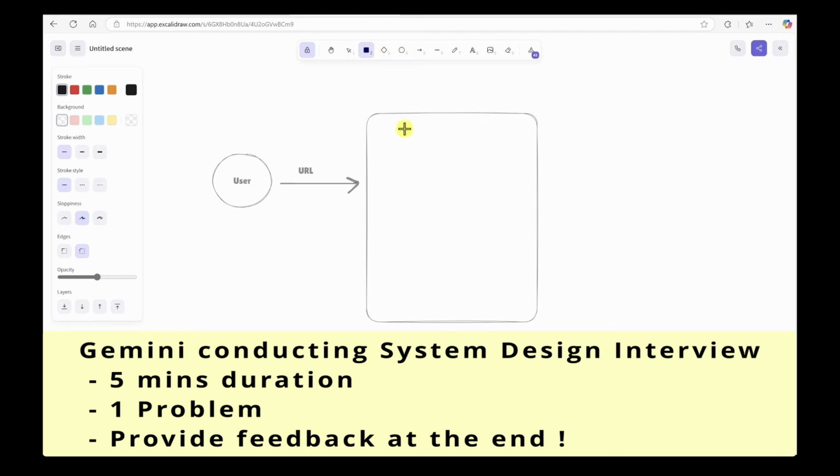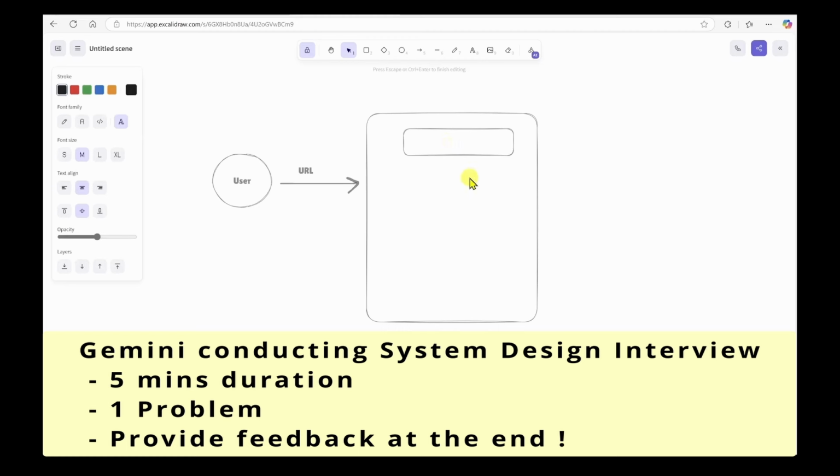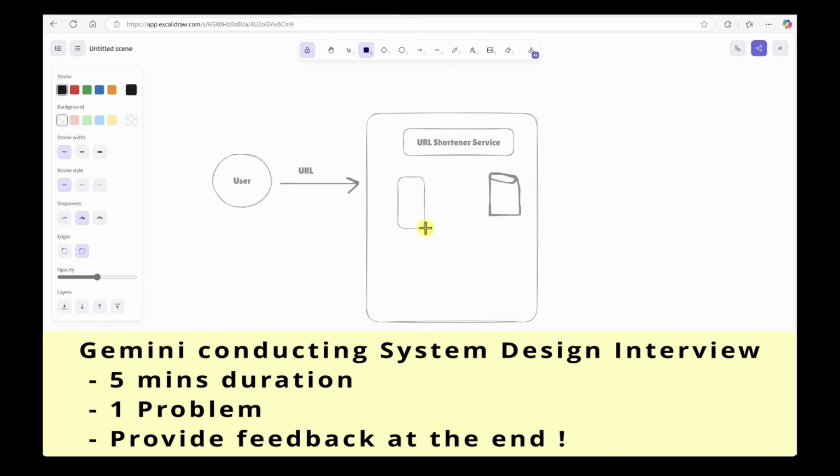Okay, so far so good. I see a user inputting a URL, which is a great starting point. Now, can you explain how you're planning to generate the short URL and where the mapping will be stored? Got it. So I'm creating a URL shortener service here. This will be connected to a database within my system. So let's draw a database where I will be storing a mapping of URL and the corresponding shortened URL ID. I'm going to draw this up as we speak.